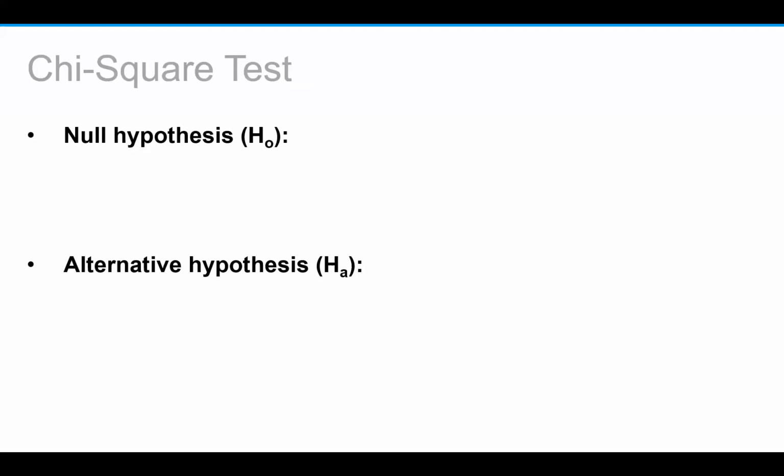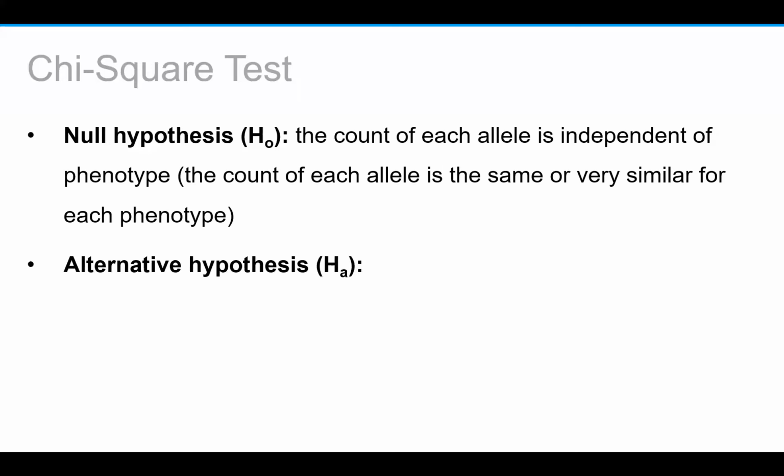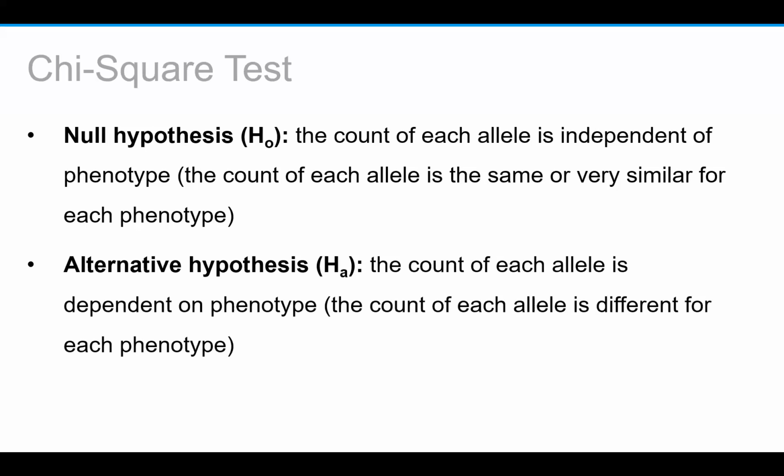A null hypothesis represents the assumption that there is no difference between groups or no relationship between variables. For this test, our null hypothesis is that the count of each allele is independent of phenotype, or in other words, that the count of each allele is the same or very similar for each phenotype. The alternative hypothesis is our test or the claim that we are trying to investigate. In this case, our alternative hypothesis is that the count of each allele is dependent on phenotype, or in other words, the count of each allele is different for each phenotype.